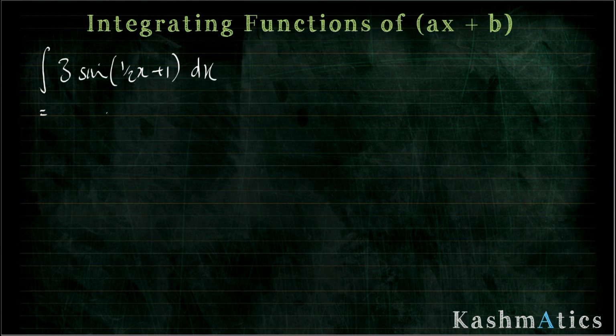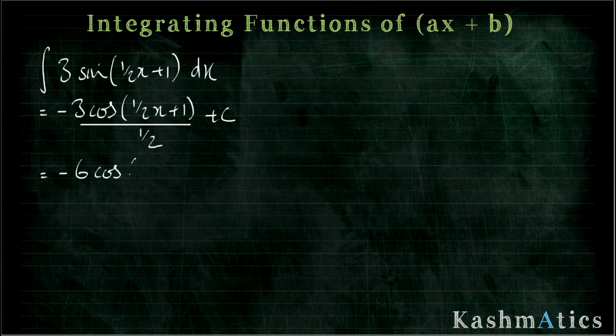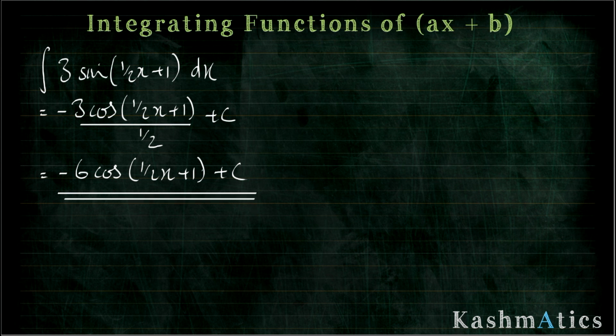So sine becomes minus cos, so that would be minus 3 cos(a half x plus 1) divided by a half, add c. Now, as you get more and more comfortable with this, you might just be able to do this step in your head, but that becomes minus 6 cos(a half x plus 1), add c. So nice and easy. So we'll do something a little bit more complicated than that. So like I said, make some notes if you need to, and then let's get on with this next example.